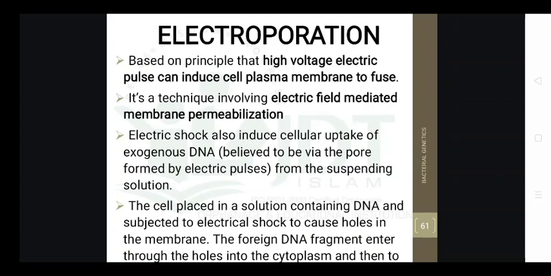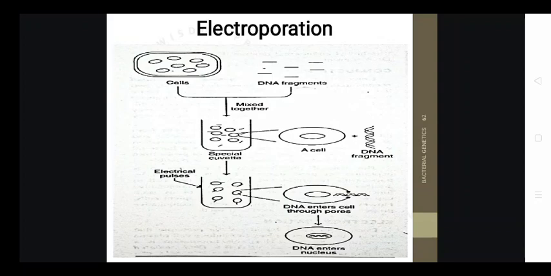Usually what we have to do is place the cell in a solution containing DNA and subject it to an electric shock to cause holes in the membrane. The foreign DNA fragments enter through the holes into the cytoplasm and they will recombine. This is a pictorial representation of electroporation.